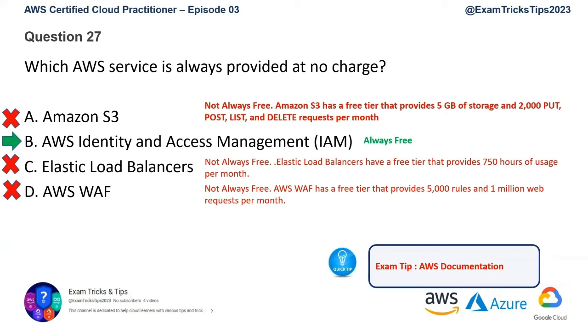Yeah, you just need to refer to the AWS documentation for each of these services, and you would find pricing information for S3, Elastic Load Balancers, AWS WAF, but you won't see any cost for Identity and Access Management. So the answer for this question is answer B. Let's move on to the next question.